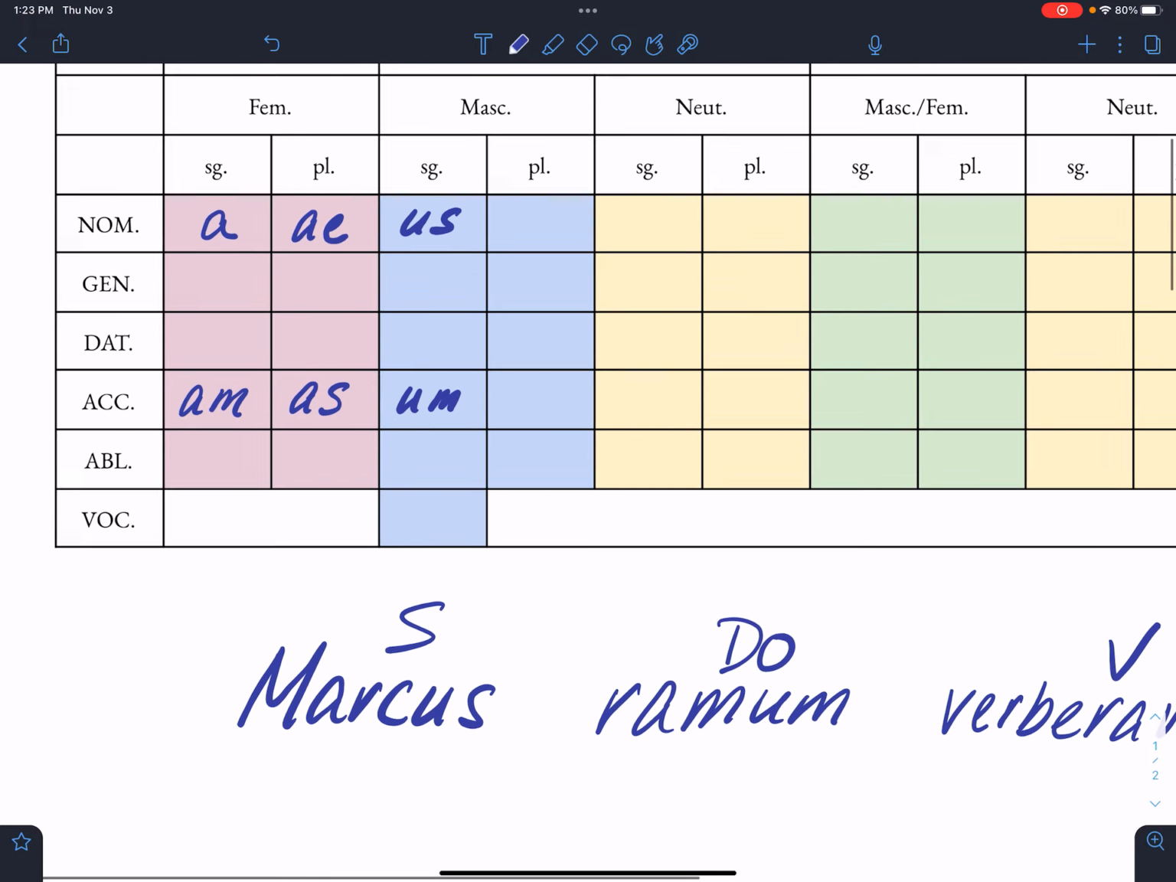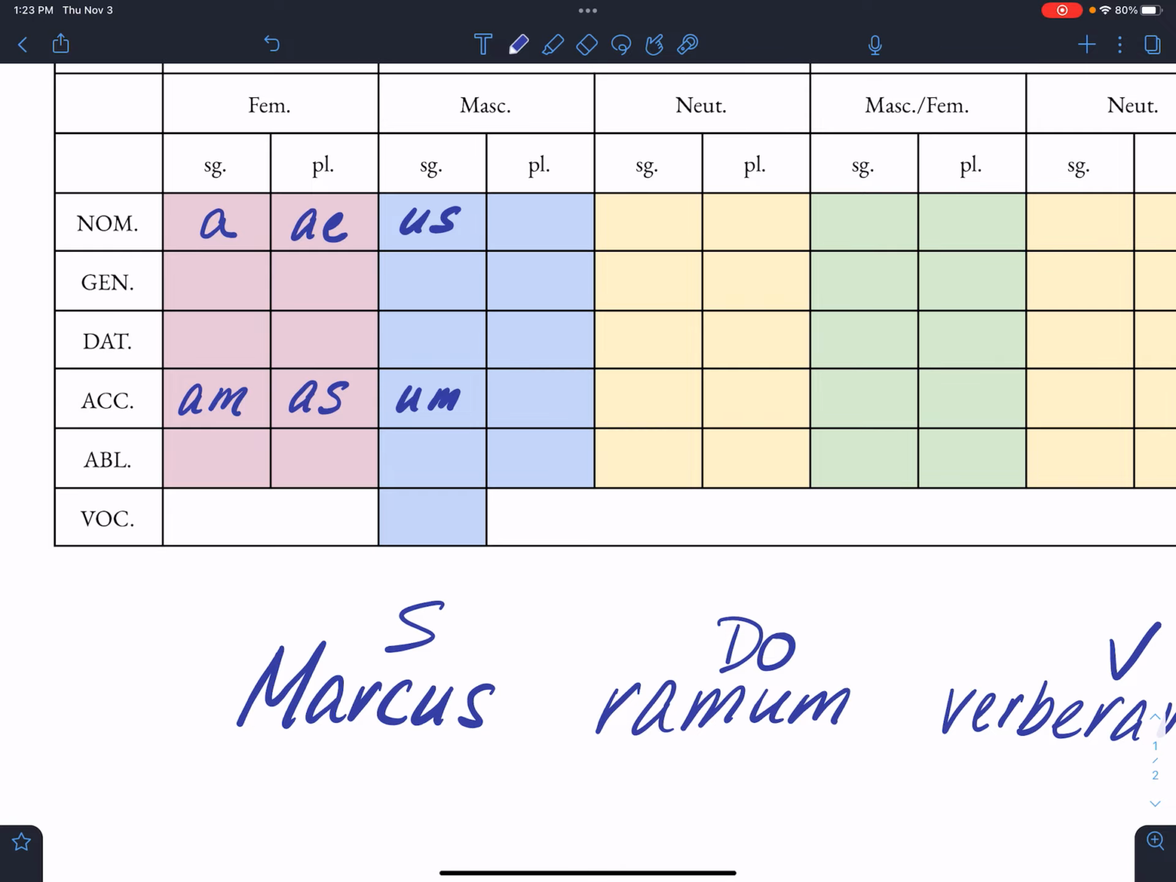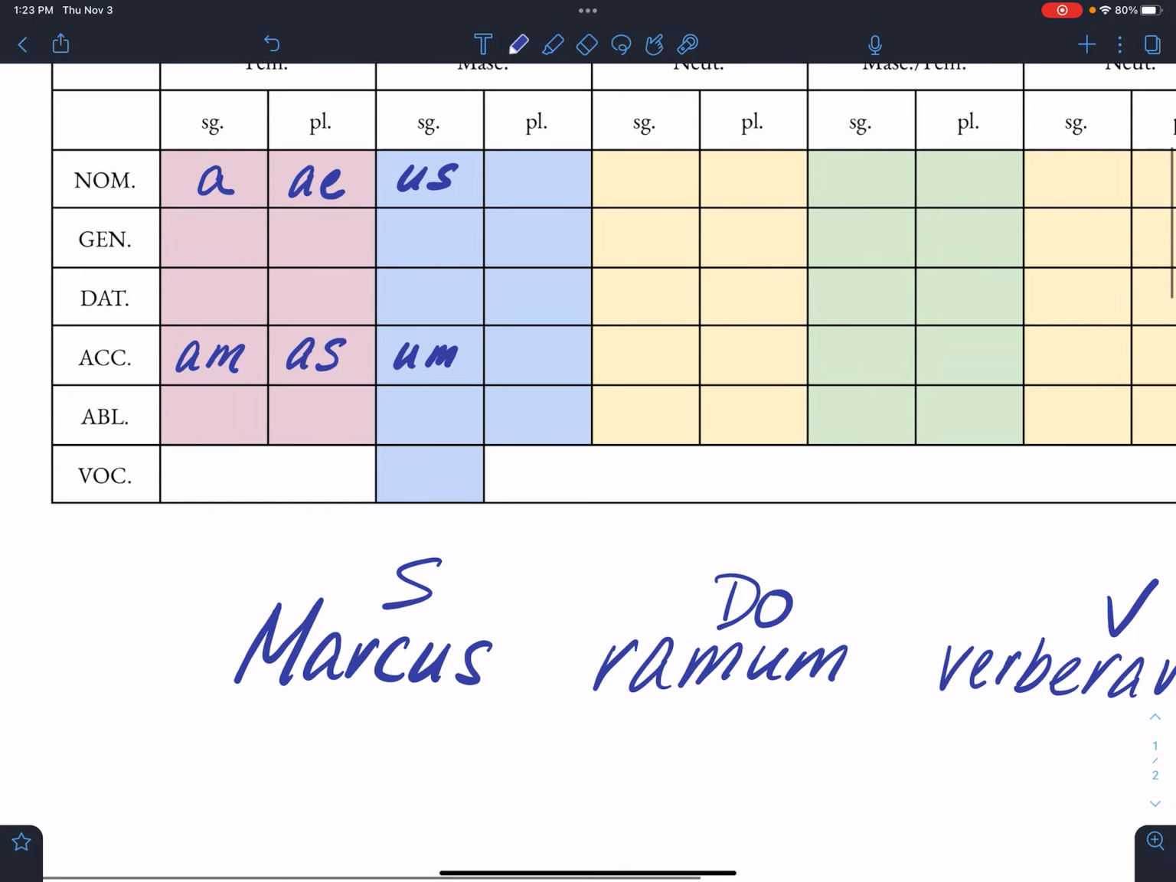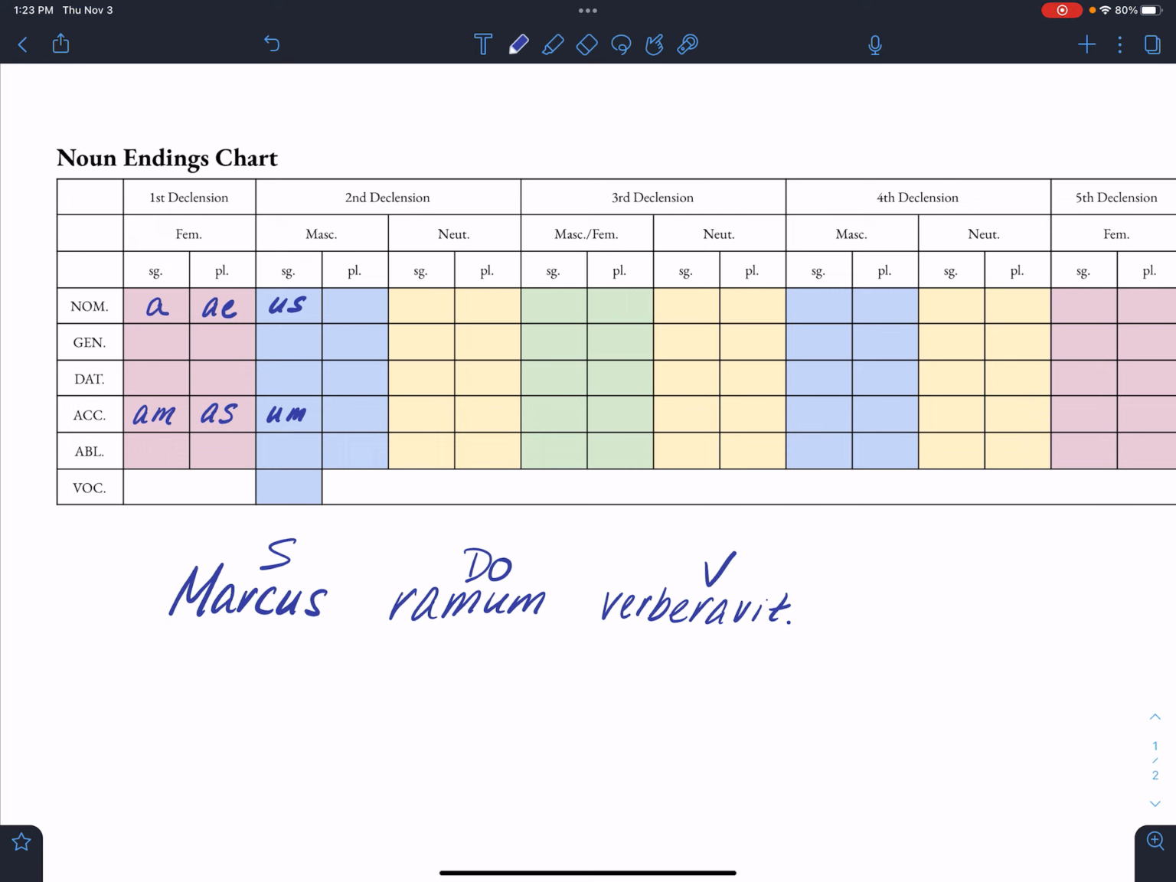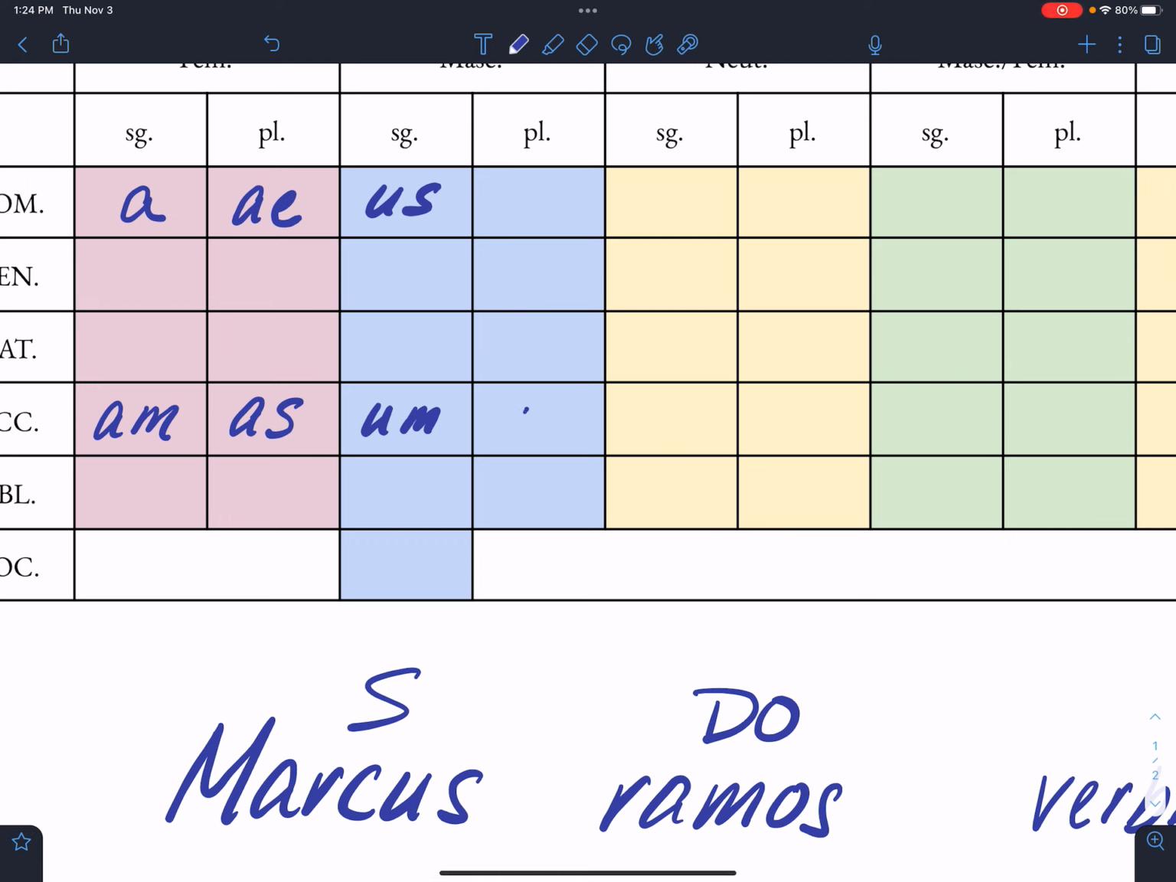Okay, now, if we can figure this out, let's use pattern recognition. Let's try another one. Let's make Ramam plural. Marcus, we're going to change that. Ramos. Okay, that's still our direct object. We've just made it plural. I think the ending is "os". Never mind, yeah, you're right. Check yourself. Okay, that "os" goes right here.